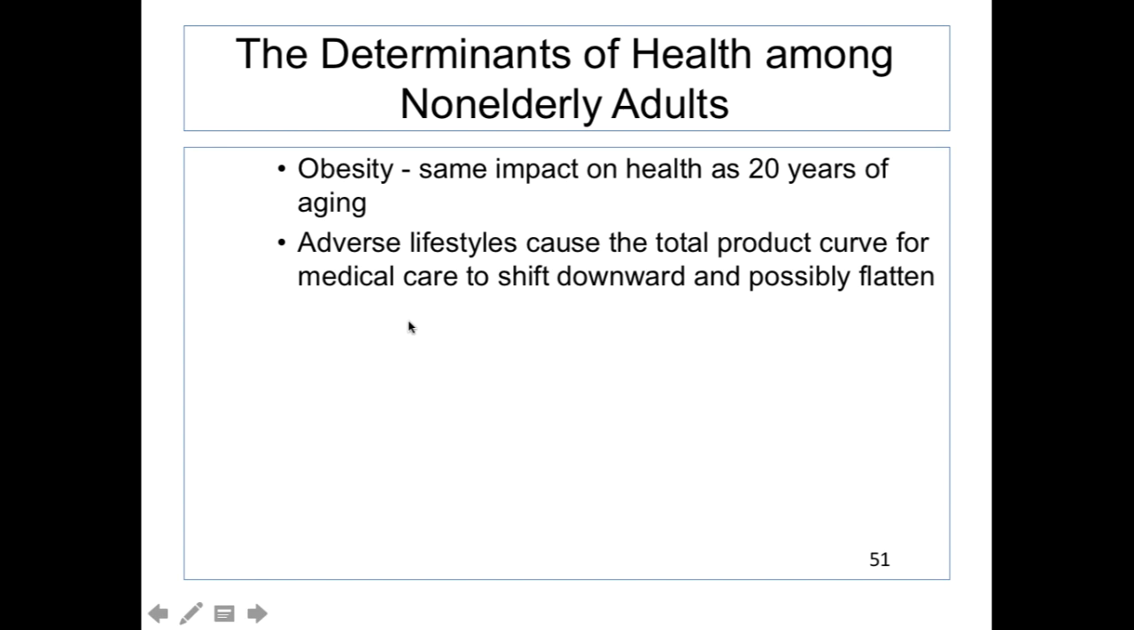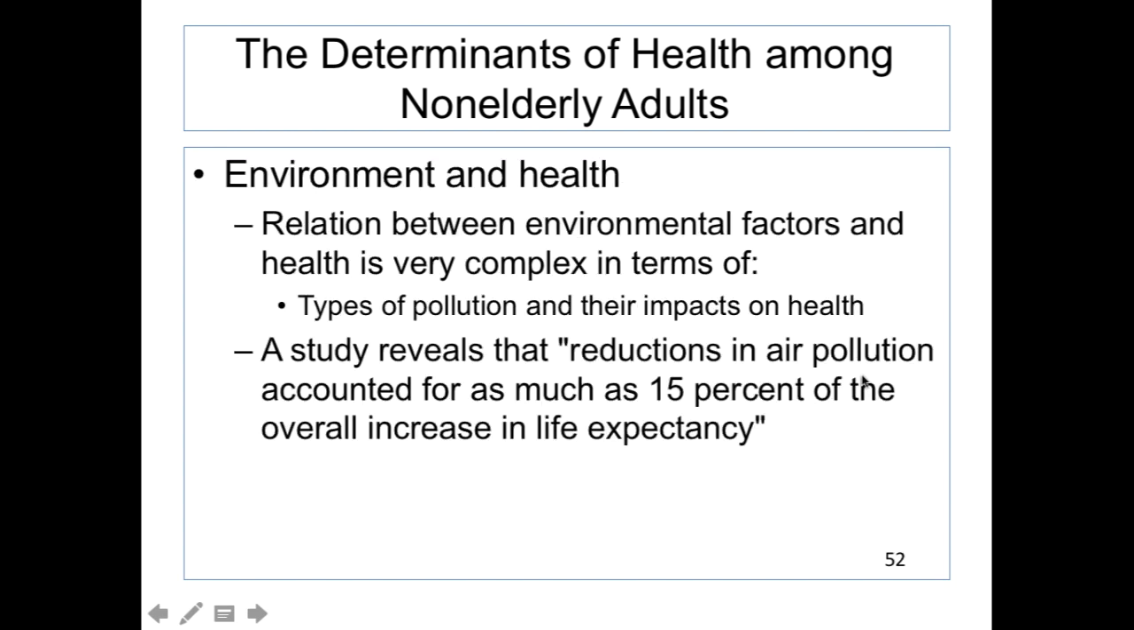And an adverse lifestyle causes the total product curve for medical care to shift downward and possibly flatten. So those are huge. I'm going very fast, but the numbers are important, and we wanted to see them.